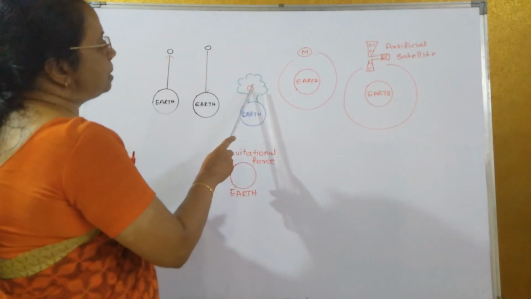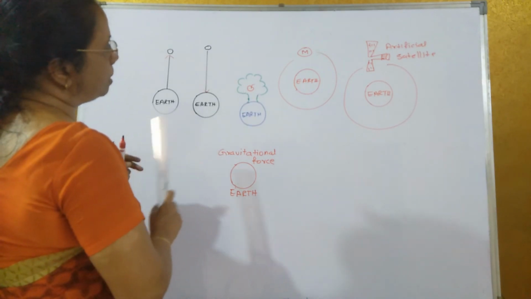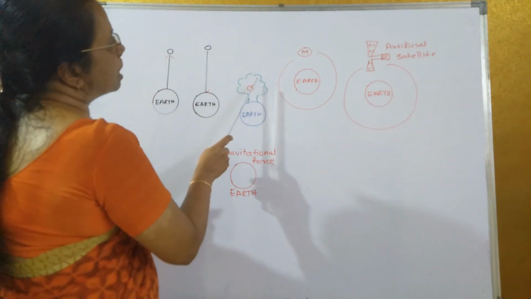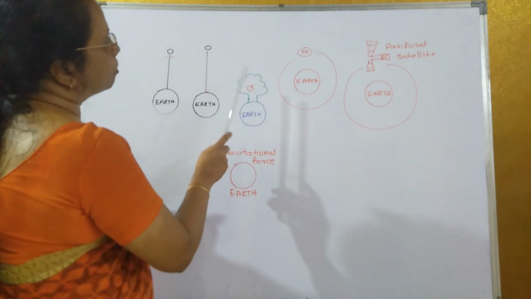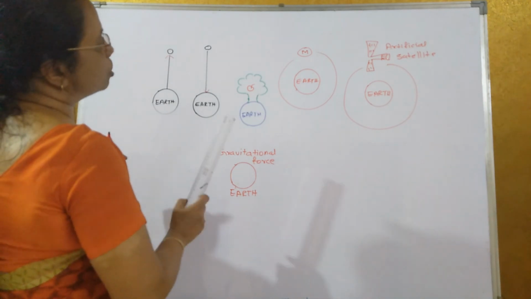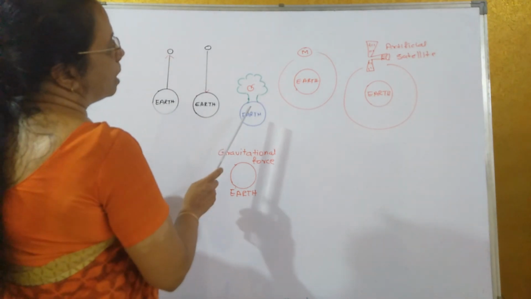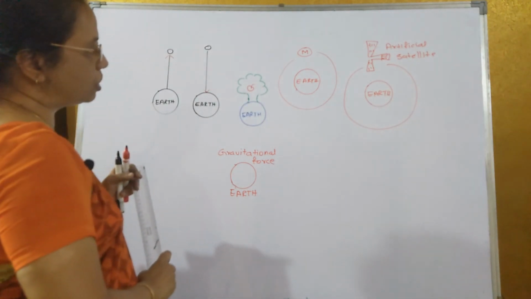The apple and the earth both exert force of attraction between each other, but the earth doesn't come and fall on the apple. Why? Because the mass of the earth is very big compared to that of the mass of the apple. Therefore acceleration due to gravity of the earth is also very small compared to that of the acceleration due to gravity of the apple.